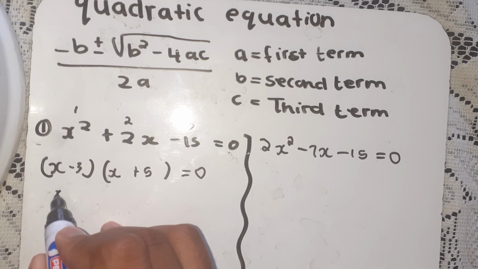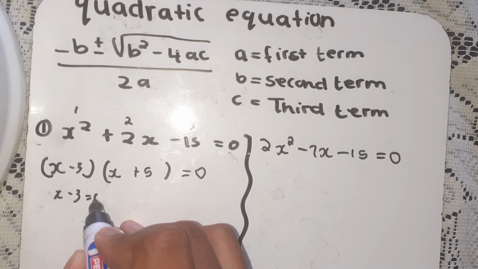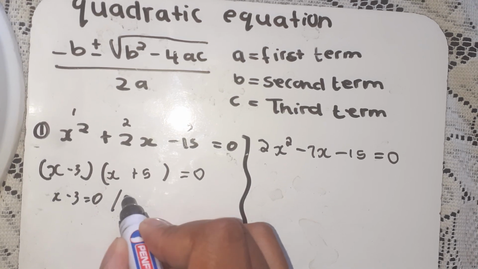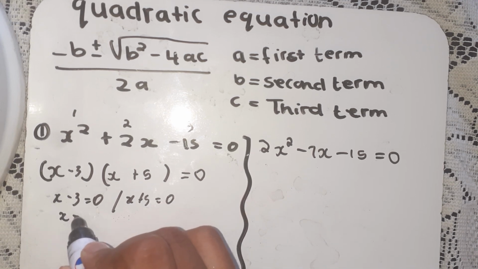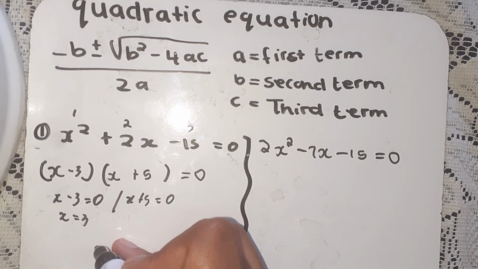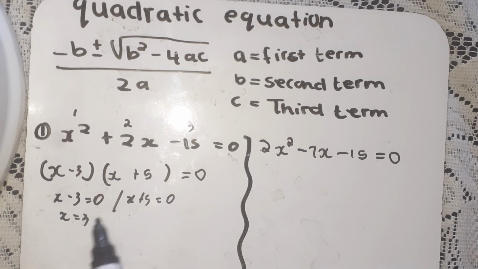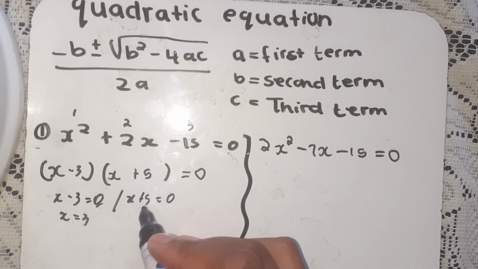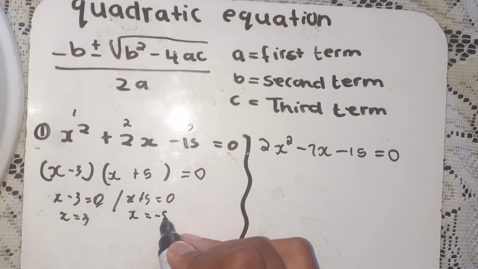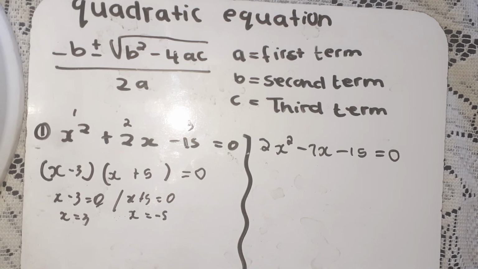And then we can say x minus 3 equals 0. And then here we have x plus 5 equals 0. So x equals 3. We take this 3 to the other side. It was negative. When we take it to the other side it is now positive. And then x plus 5 equals 0, so x equals negative 5. So the 5 goes the other way around.